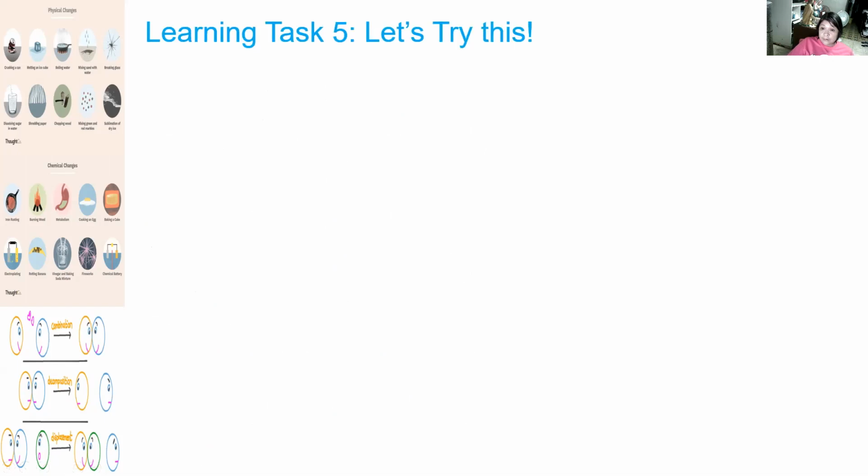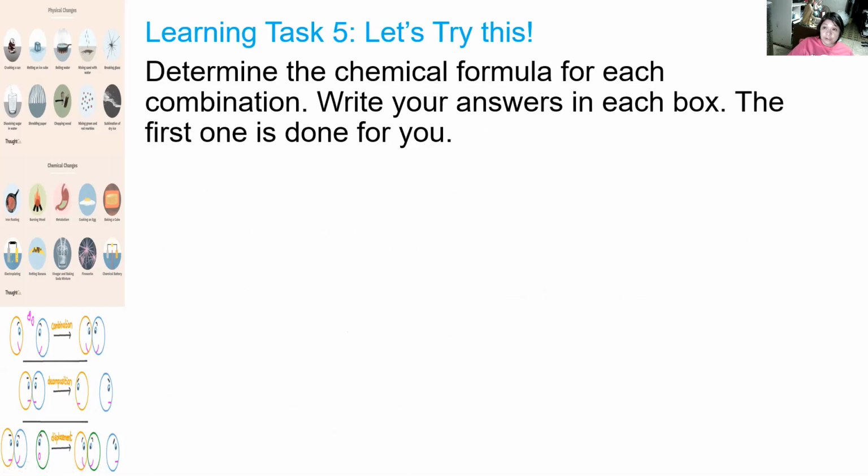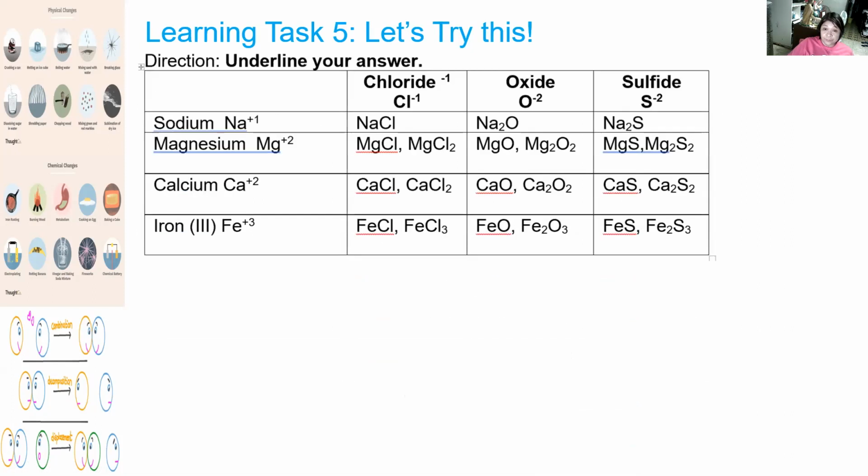Learning task 5. Let's try this. Determine the chemical formula for each combination. Write your answers in each box. The first one is done for you. So all you have to do is underline your answer. Sodium has a positive oxidation number. Chlorine has a negative oxidation number of 1. Oxygen has an oxidation number of negative 2. Sulfur has a negative 2 oxidation number.